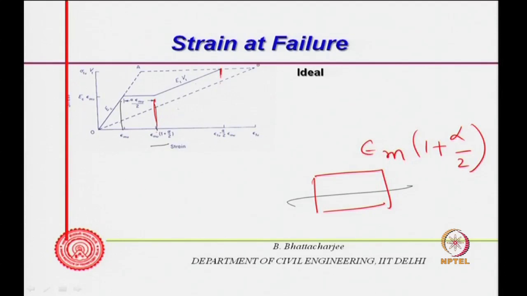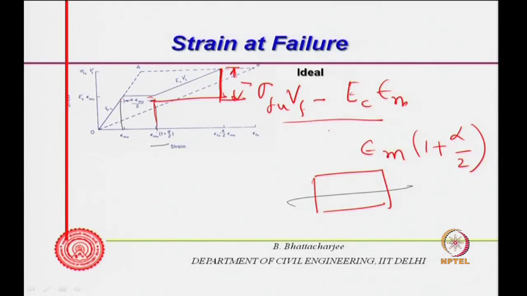Now, we want to find out what the strain is at this point. The stress difference here is this much: the stress here would be sigma Fu V f, and here it is actually E c epsilon mu, the composite modulus of elasticity multiplied by epsilon mu. So, stress divided by strain equals the modulus of elasticity, and the modulus of elasticity here is E f V f, because it is only the V f here.